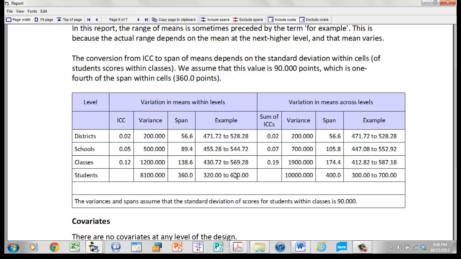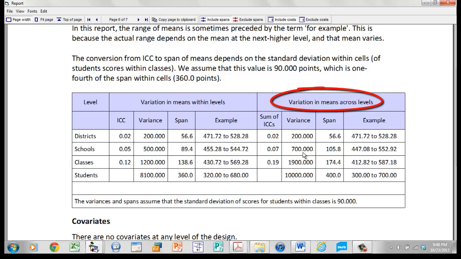But there's another way of looking at this. If we're looking at districts, then that's going to be the same. Basically, we're looking at all the districts within a state. So that ICC is 0.02. The variance is 200, whether we're looking at districts within the state or across the state. Those two are the same. But when we come to the next level, when we're looking at the variation of means across schools, there are two ways that we can look at this. We can talk about the variation of means across schools within a single district, or we can talk about the variation of means across schools across districts.